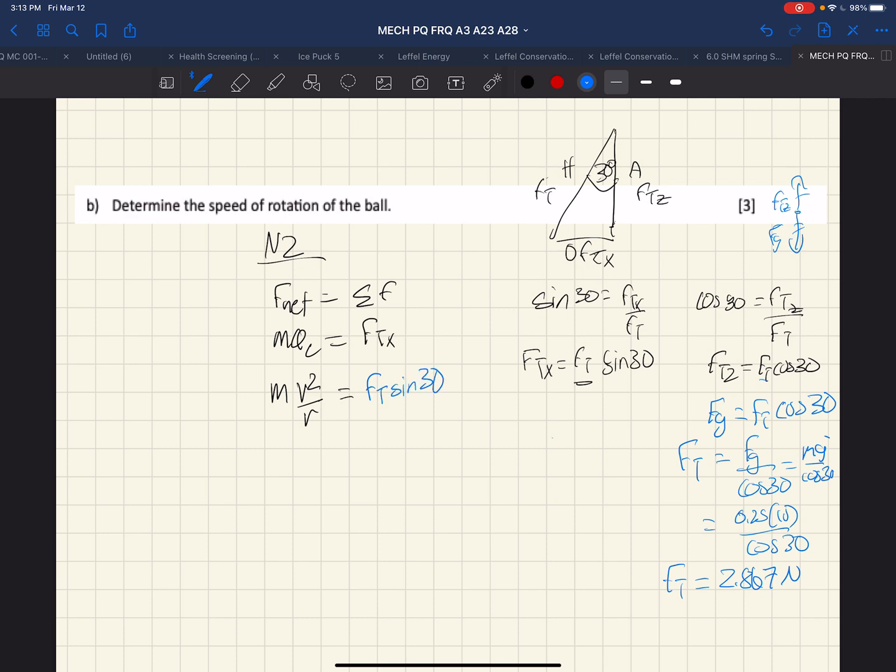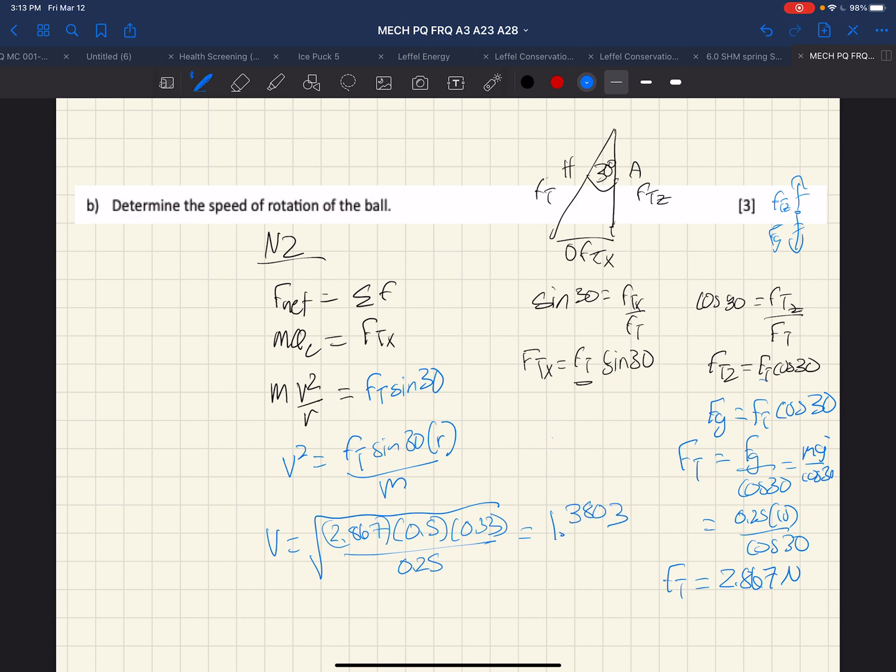So that means that for velocity squared, we are left with the velocity squared being FT sine 30 times r all over m, and therefore v is the square root of 2.867 times the sine of 30, which is 0.5, times r, which is 0.33, and the mass, which is 0.25. And that gives us a velocity of 1.3803 meters per second, and to two significant digits, the velocity is 1.4 meters per second. And that's the speed of the ball.